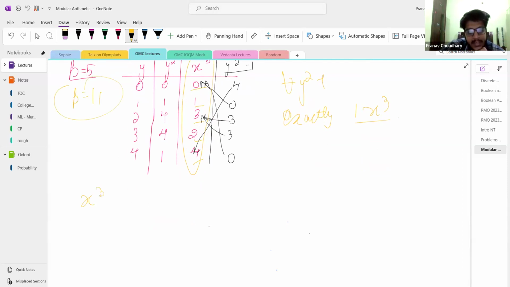So I would want to prove x cube congruent to y cube mod p implies x congruent to y mod p. If I prove this, I'll get that x cube covers the set of all the remainders modulo p. Okay, now how do we prove this? Is everyone following till here?